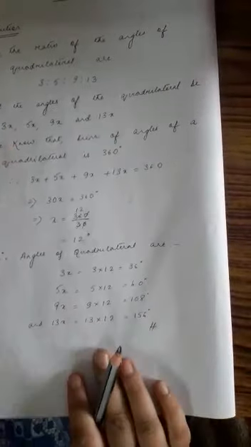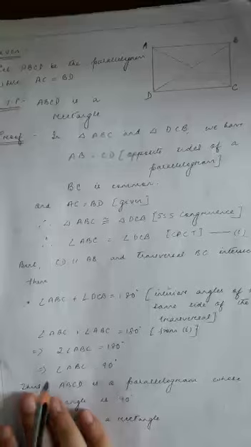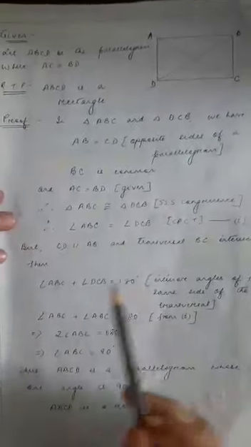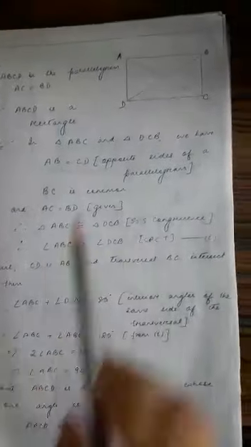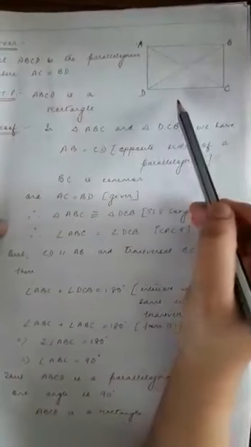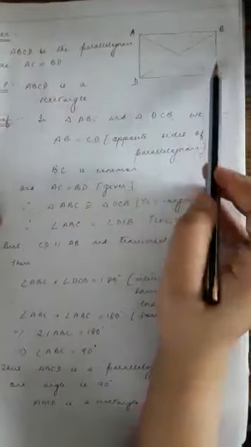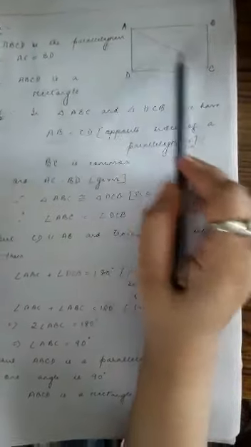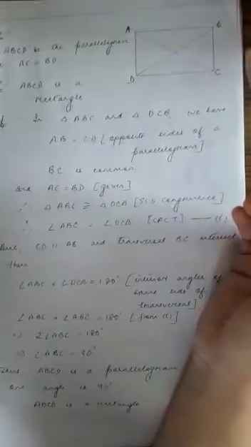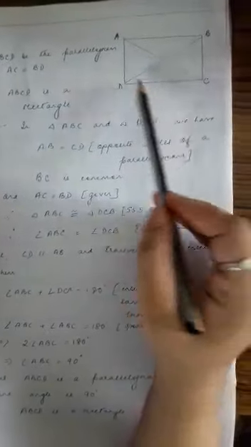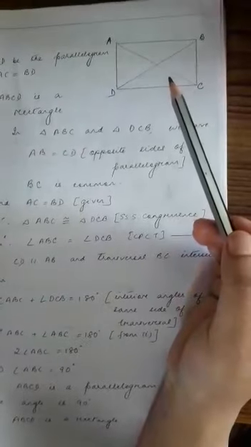Right, this is an easy sum. Next we'll go to the second sum. See here, it is what is given in this diagram. ABCD is a parallelogram. Mind it, ABCD is a parallelogram, and here AC and BD, that is the diagonals, are equal. Now we need to prove here that ABCD is a rectangle.